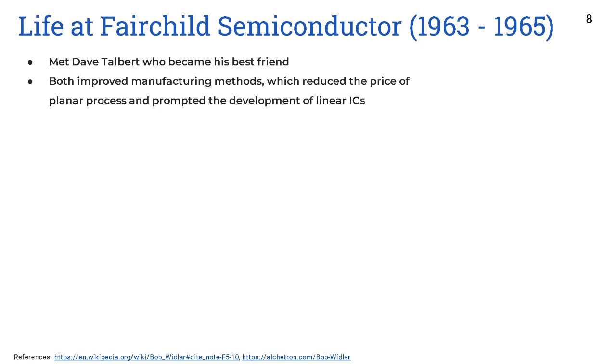Here at Fairchild Semiconductor, he met Dave Talbot, who became his best friend, and these two would go on to create almost all of the components in the analog IC industry in the 1960s and 70s. They pushed each other and worked harder. They kept their work secret and often worked without even the management knowing. They both improved manufacturing methods, which reduced the price of the planar process and prompted the development of linear ICs. They did this by secretly running experiments, and they pushed each other harder.